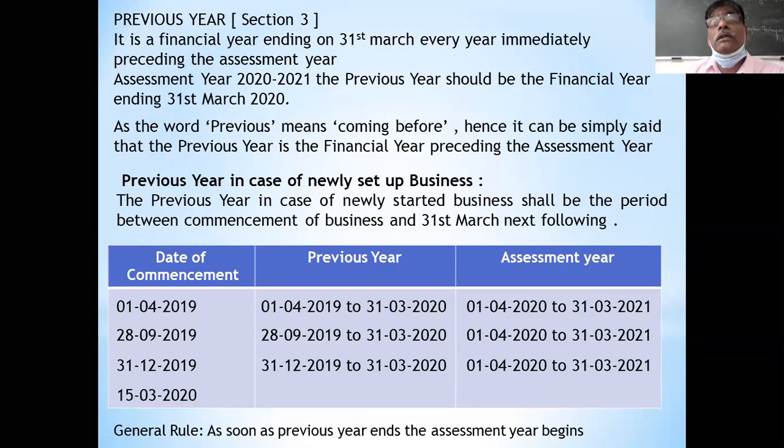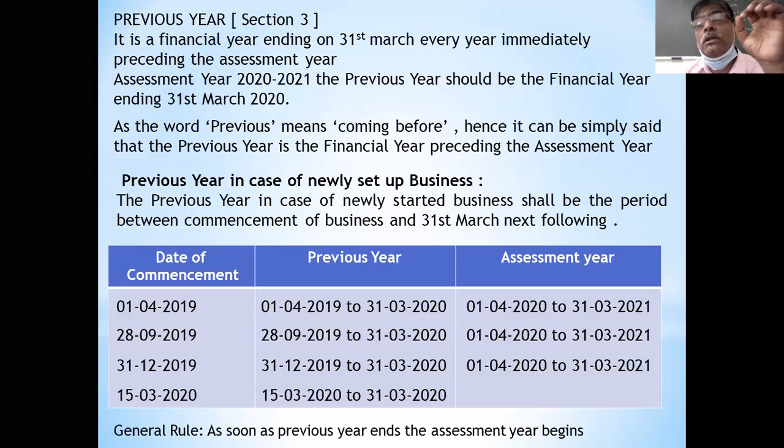And what is the previous year for this? From the date of commencement of business to the financial year end. The financial year ends on 31st March. Therefore, 15th March 2020 to 31st March 2020 is called the previous year. The previous year is only 15 or 16 days. And the assessment year for this is 1/4/2020 to 31st March 2021.